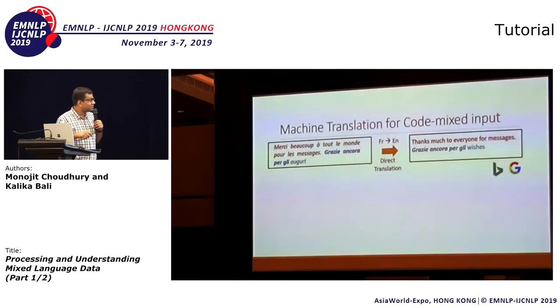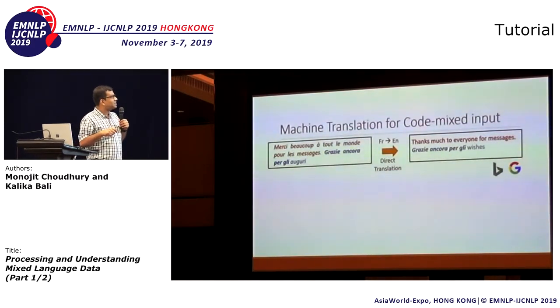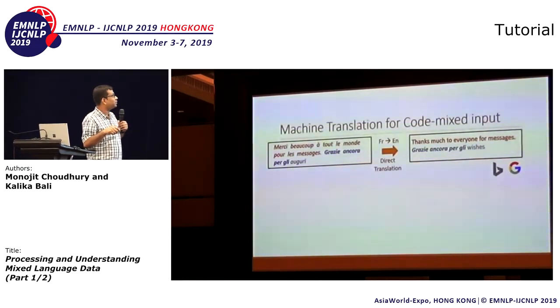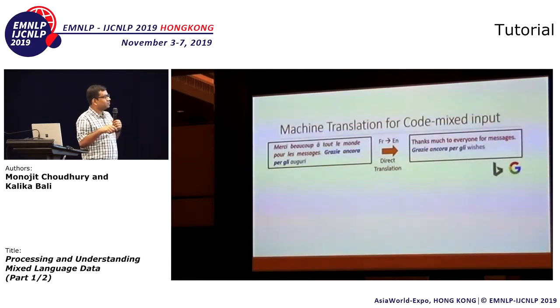So the easiest way, the baseline, is you have, say, French and Italian, and you just take one language and try to translate it into the target language. And what you get is this kind of thing happening. It doesn't do anything for this word.